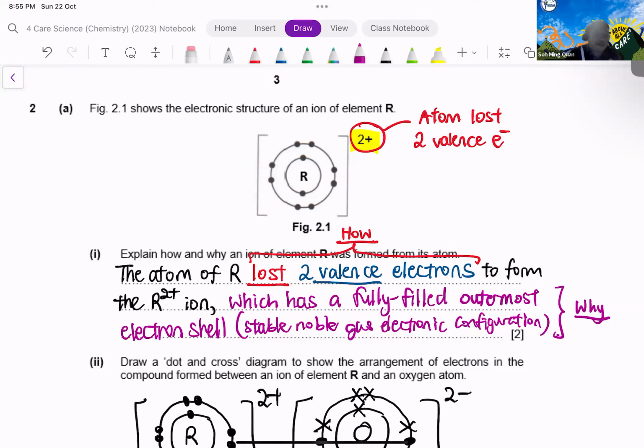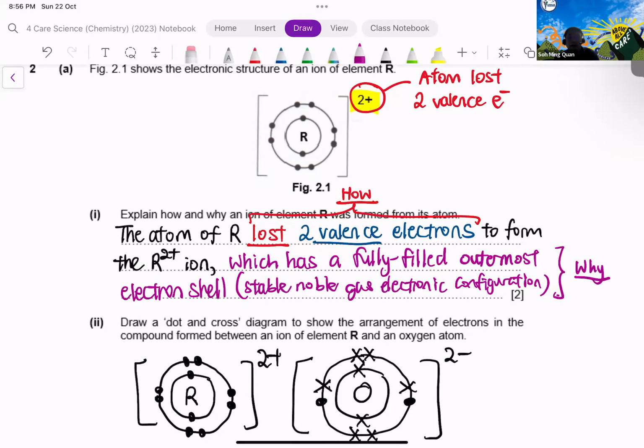Now, once you have established that it lost 2 valence electrons, it has a fully filled outermost shell now, then drawing the dot and cross diagram should be relatively straightforward, given that you also know that oxygen atoms gain 2 valence electrons. All right, so obviously the oxygen atom doesn't stay as an atom. It needs to gain 2 valence electrons from R so that it achieves a fully filled outermost electron shell as well.